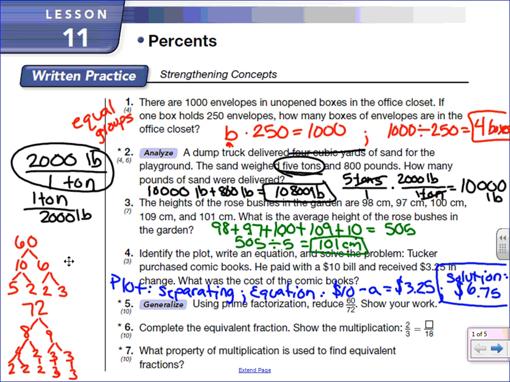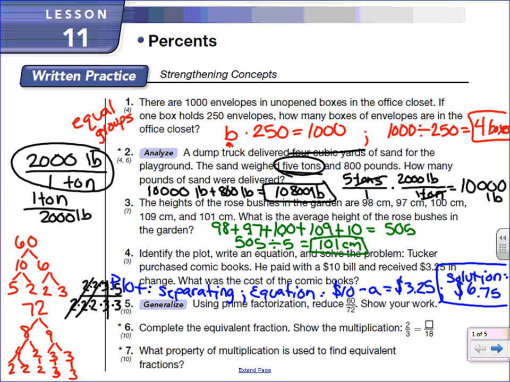So 60, we're going to write as 2 times 2 times 3 times 5. 72, we're going to write as 2 times 2 times 2 times 3 times 3. Anytime that we have common between the top and the bottom, we're going to cross them out. So I have a 2 here and a 2 here. I have another 2 here and another 2 here. And then I have a 3 and a 3 here.